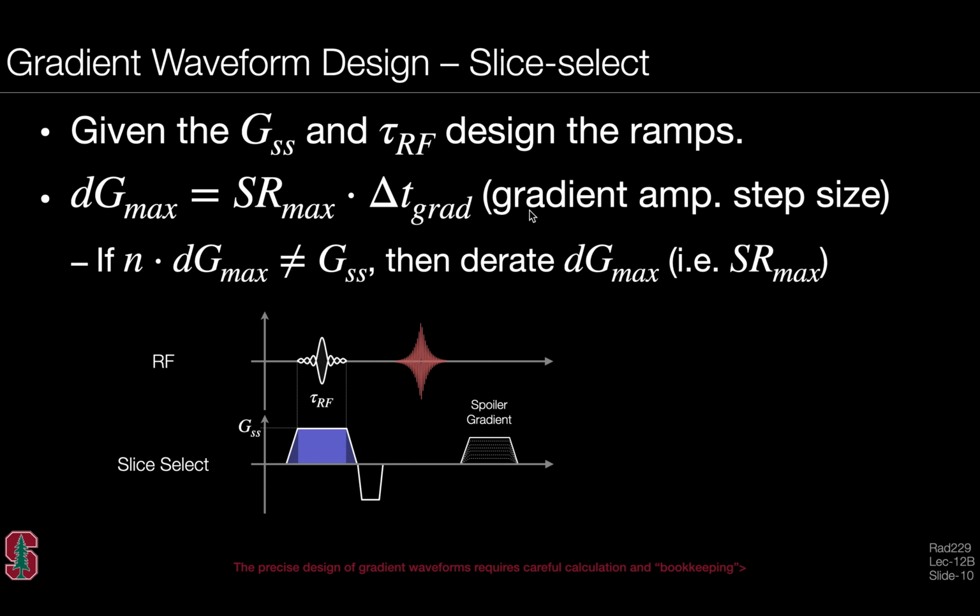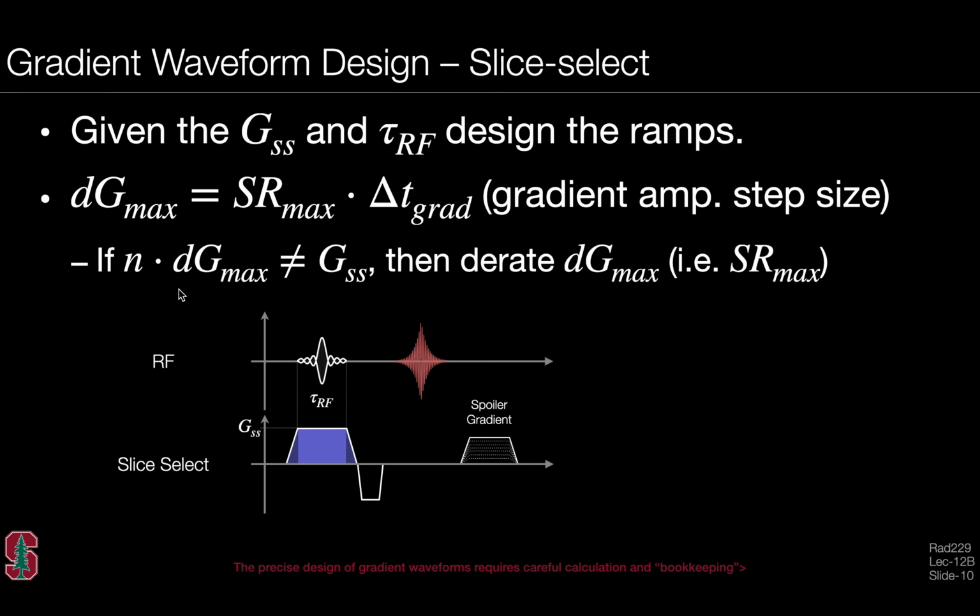And for these gradient amplitude step sizes, the raster time here is typically on the order of about 10 microseconds, and our slew rate max is on the order of hundreds of Tesla per meter per second. So taken together, we can estimate the incremental step size in the gradient amplitude per gradient raster step. Now, of course, we can only increment in an integer number of raster steps, and so it's important that the total number of steps taken should allow us to reach the gradient amplitude that we need.